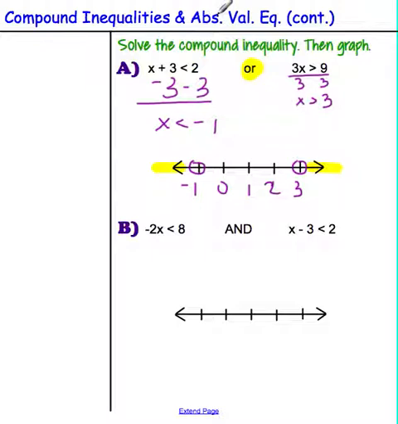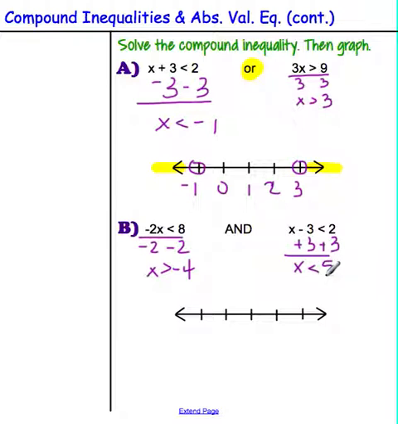The next problem, we have -2x is less than 8, and x minus 3 is less than 2. We're dividing here on both sides by -2. Because we're dividing by a negative, we need to flip that sign, so we have x is greater than -4. And I'm going to go ahead and add 3 on both sides. And that gives me x is less than 5.